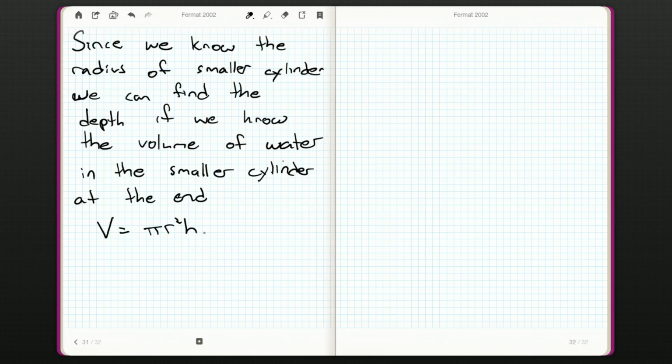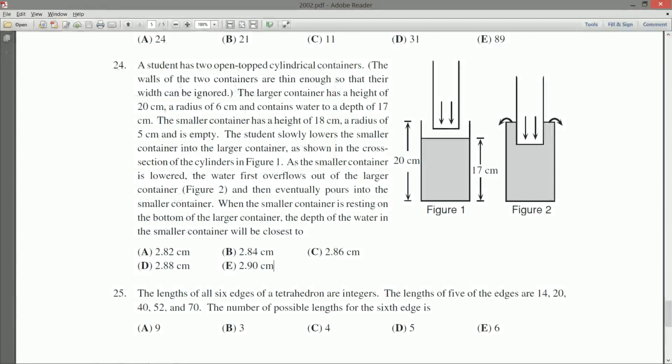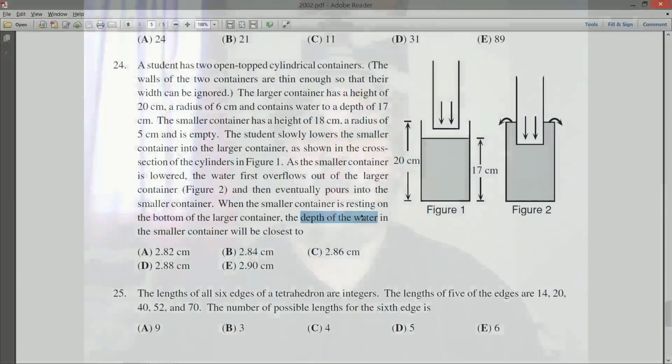Now I bring this up not because we necessarily know that that's where we're going, but look at the question that we're asked. We want the depth of the water. So we start thinking, okay, what things involving cylinders do we know that also involve the depth of the water? Because we're going to be doing math, and we're likely going to have some equations floating around.